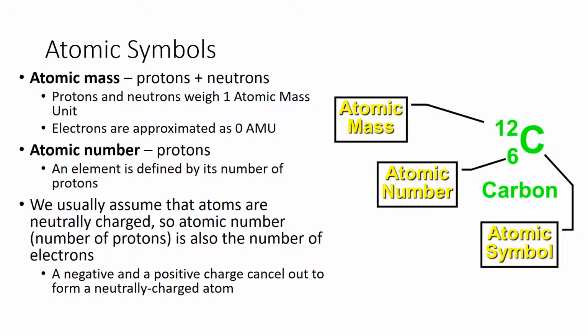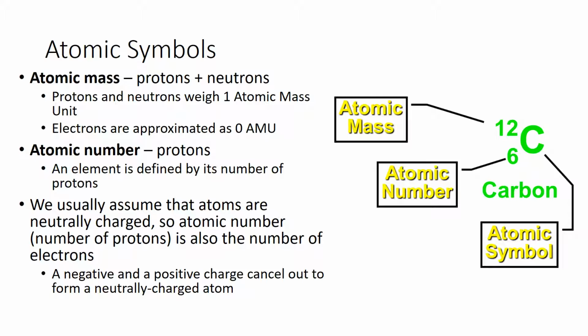particles. Atomic number, that's going to be the number of protons. So if we look at the atomic number and the atomic mass, we can figure out how many neutrons there are in the atom as well, just from doing the math of those 2 numbers. So that's going to tell us some information about what's going on with that atom.